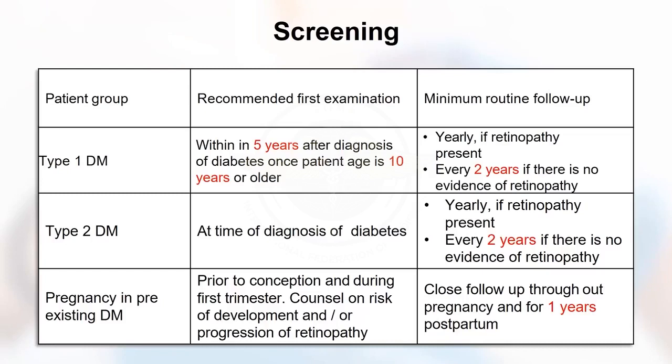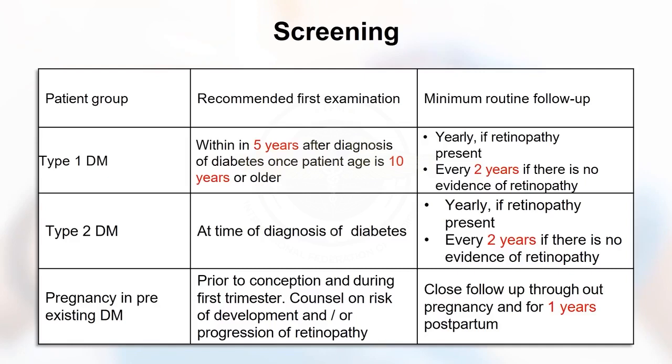In case of type 2 diabetes mellitus, at the time of diagnosis of diabetes, because suppose the patient is diagnosed today, then we must refer to the first diagnosis. Sometimes type 2 diabetes presents late to the doctor, and therefore we do not know how long he has been suffering. Therefore, he should be presented to the ophthalmologist for a detailed eye examination to exclude diabetic retinopathy, and yearly if retinopathy is there, and every 2 years if there is no evidence of retinopathy.